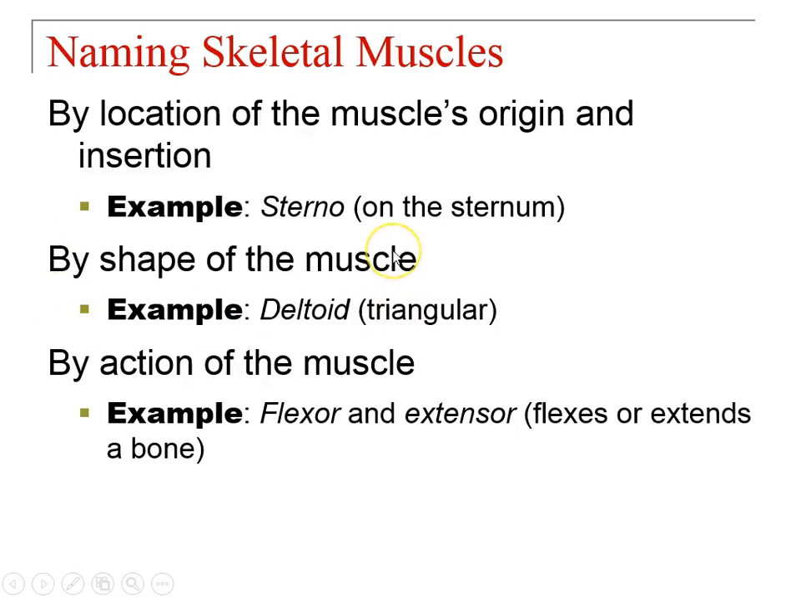By the shape. Delt means triangle. So the deltoid that we looked at was triangular. Trapezius would be like a 4-sided parallelogram. Rhombus, diamond. Orb, orbicularis oris, circular. And then action, what it does. Flex, extends, abduct, adduct are good examples.